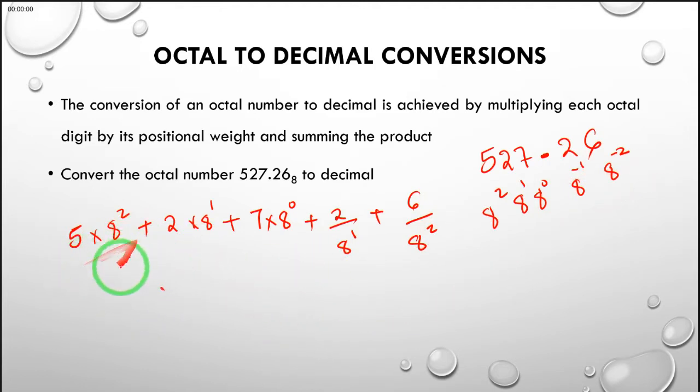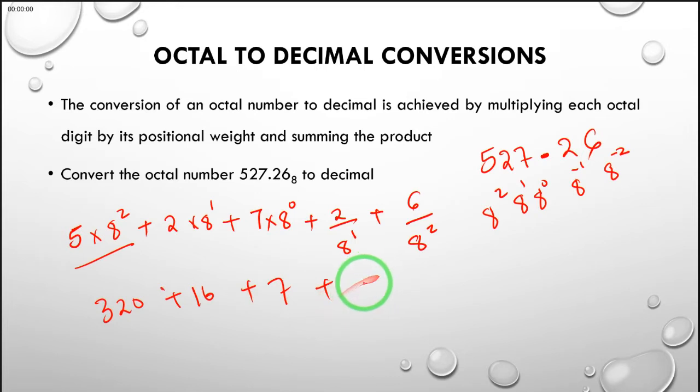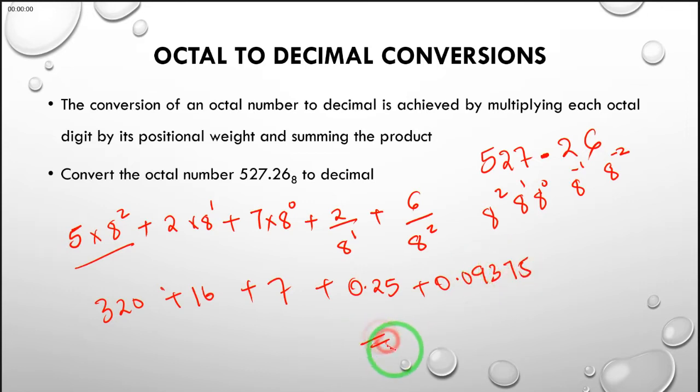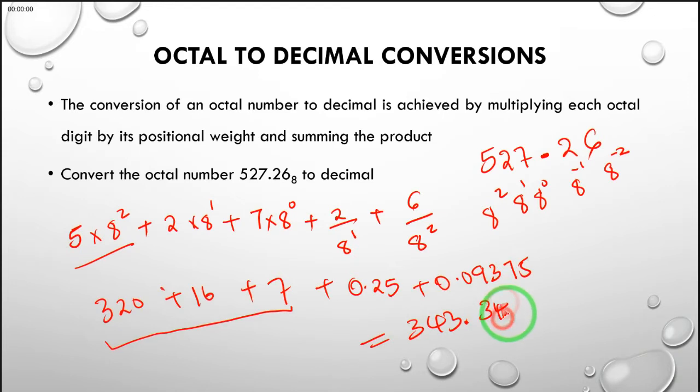So this becomes 64 times 5, which is 320, plus 2 times 8 is 16, plus 7 times 8 to power 0 is 7, plus 2 divided by 8 is 0.25, plus 6 divided by 64 is 0.09375. So when you do the summation, this gives you 343.34375. So this should be your answer.